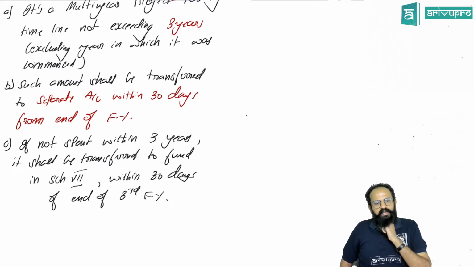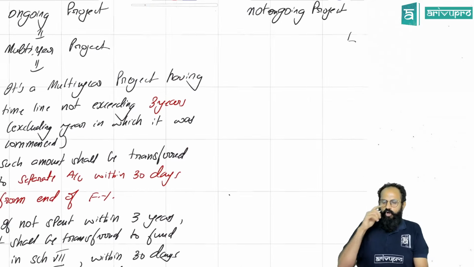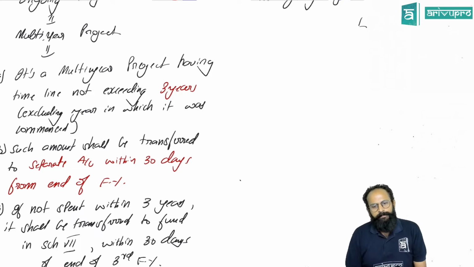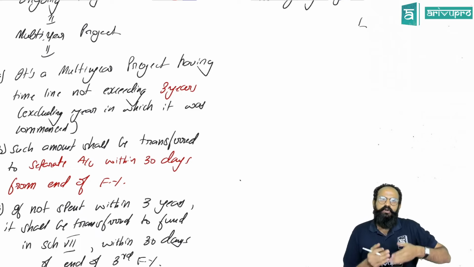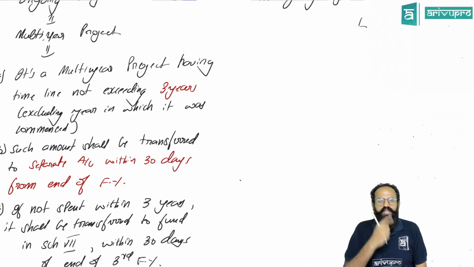So what do you mean by not ongoing? I wrote not going. Sorry, not ongoing. Not ongoing is a single year project where you are telling that I'll spend the entire money in 1 year only. Ongoing project is a project which carries on for more than 1 year.